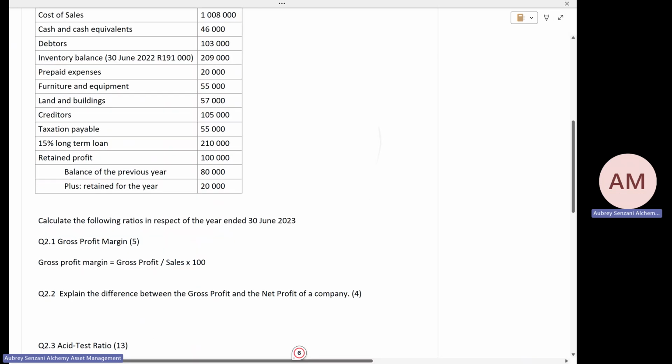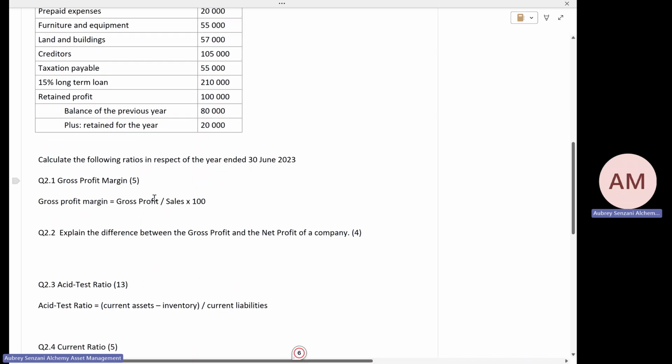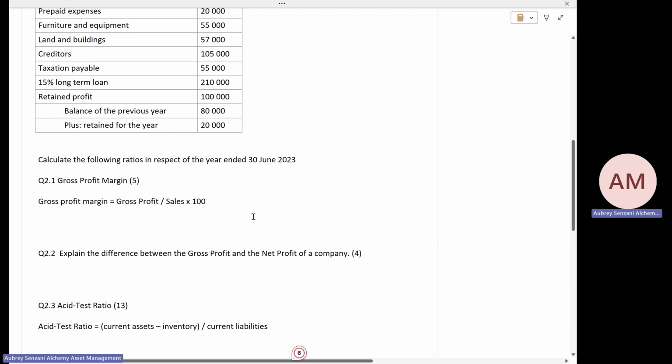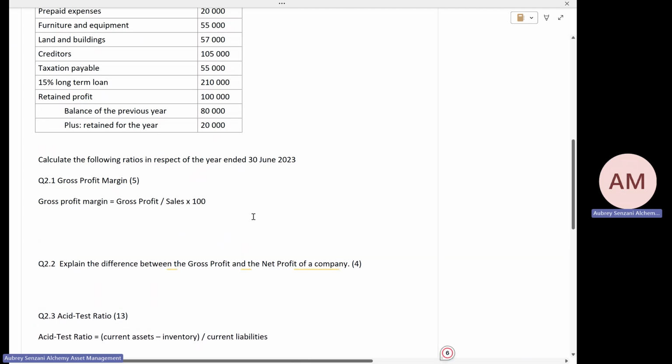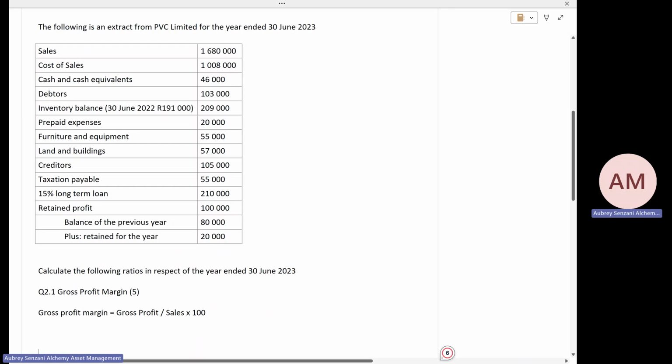And here I've just included the formula. But we should know these off the top of our heads, at least at this point, because you guys are writing Wednesday next week, isn't it? Which isn't too far away. So let's see. Do we have our gross profit? You guys must have done this. So what's our gross profit?